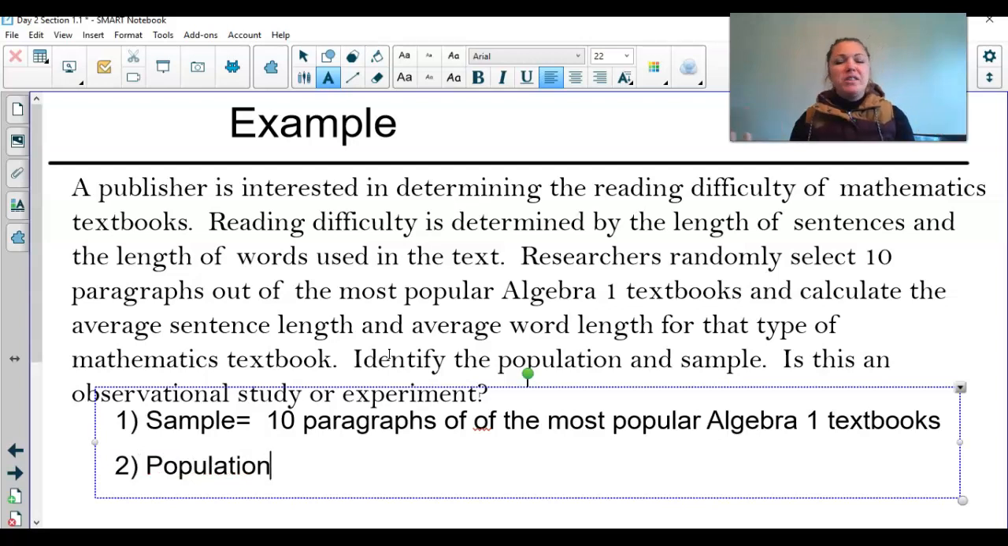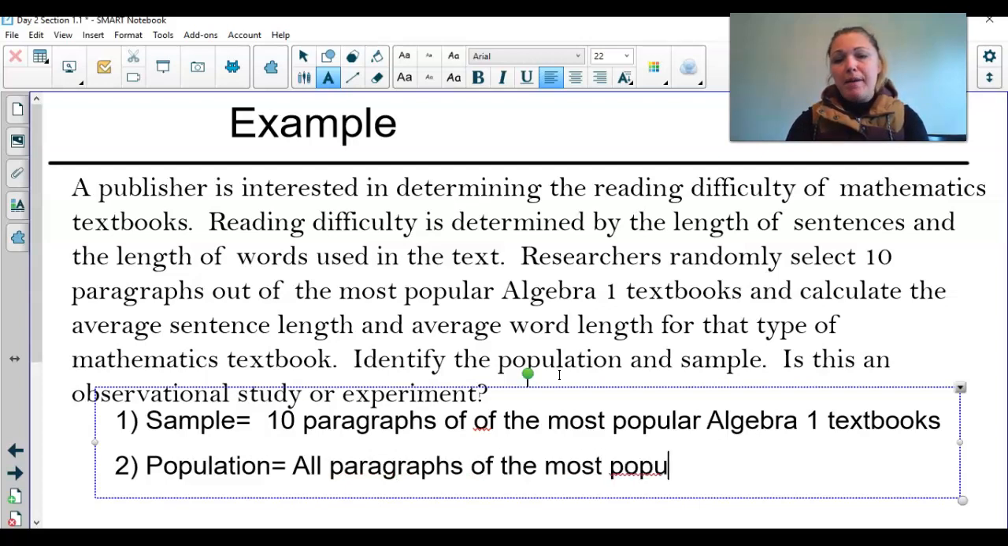Well, you could just say the population would be all of the words in the textbooks, but sometimes people struggle with that. They look at me and they're like, Miss Global, I don't know. So one helpful hint that I've told people is to just take what you got from the sample, and then take the 10 off. Erase the 10 in your notebook and put the word all there, okay? The population then is all paragraphs of the most popular Algebra 1 textbooks, okay?